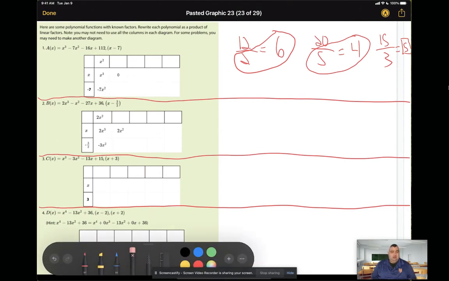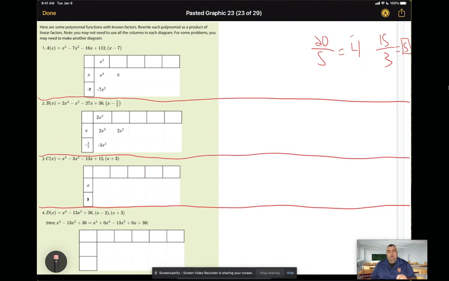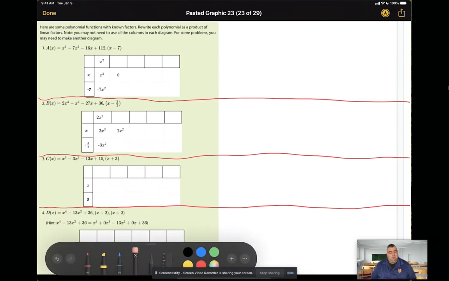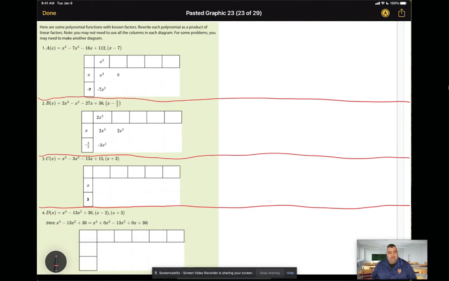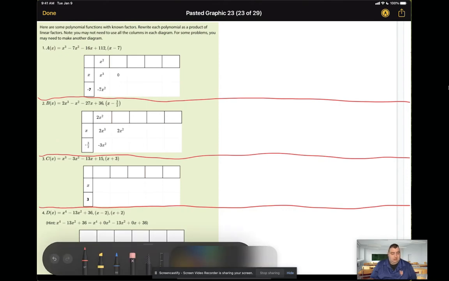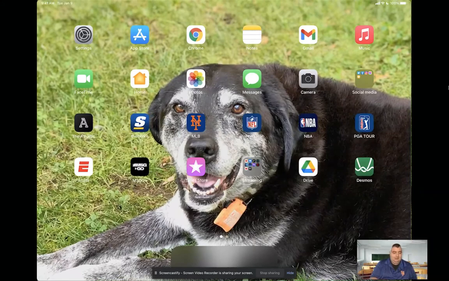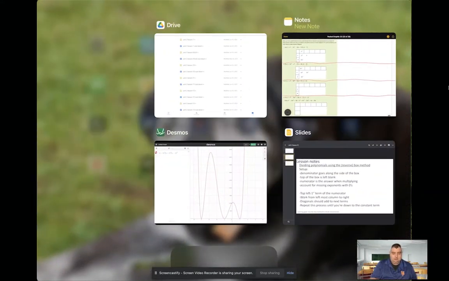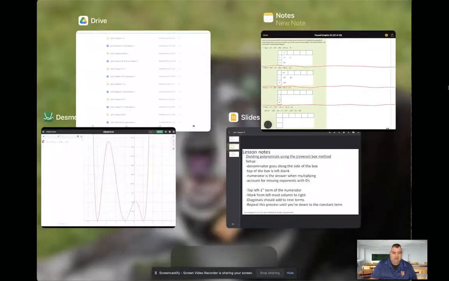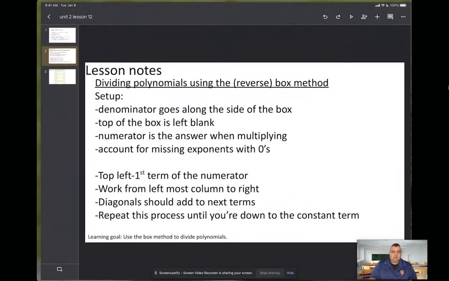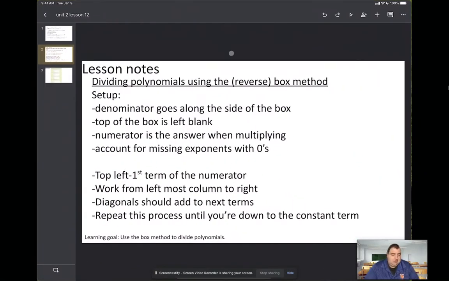So that is what I mean when I say we're going to think of dividing polynomials as reverse multiplication. And that is why we're going to use the box method in reverse in order to divide polynomials. So how is that going to work? Let's go back and look at the lesson notes. Okay, this is how we're going to set it up.